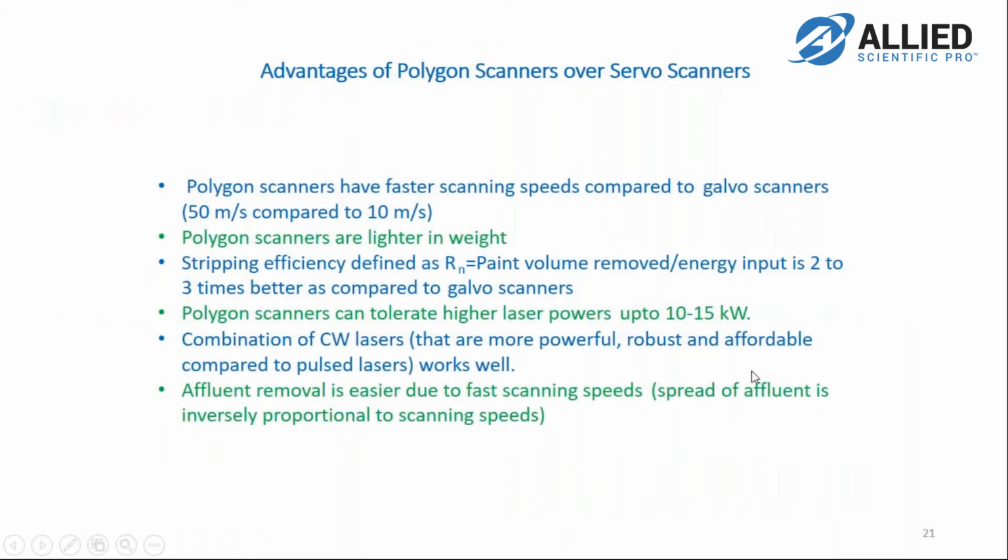So what are the other advantages? We talked about advantages of polygon scanners. They're faster, they're lighter, and they could handle high power CW lasers, and effluent removal is also easier.